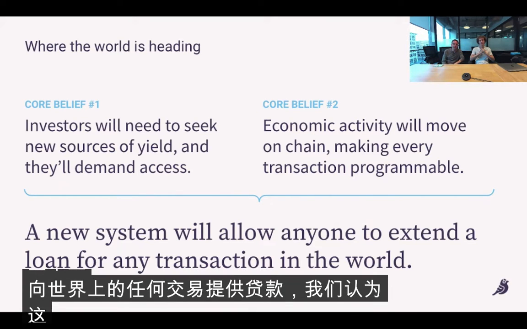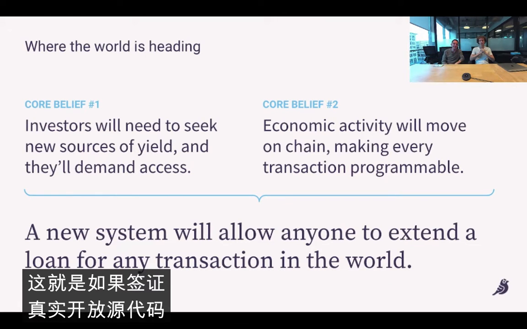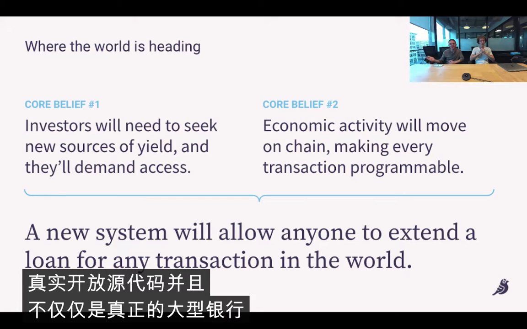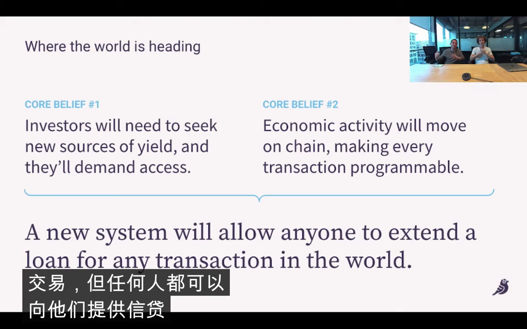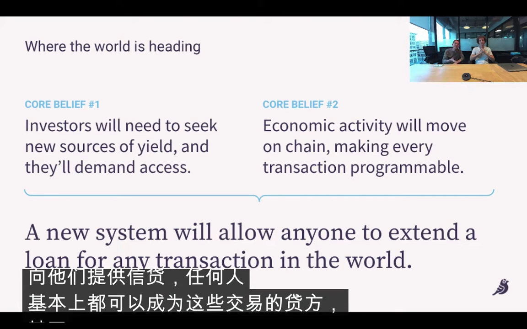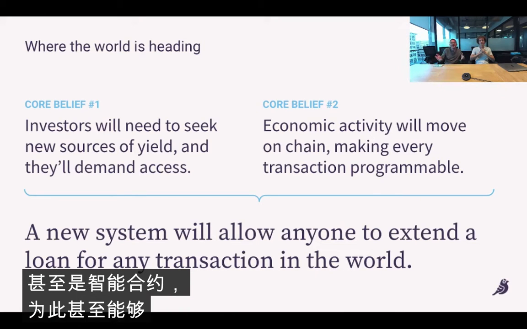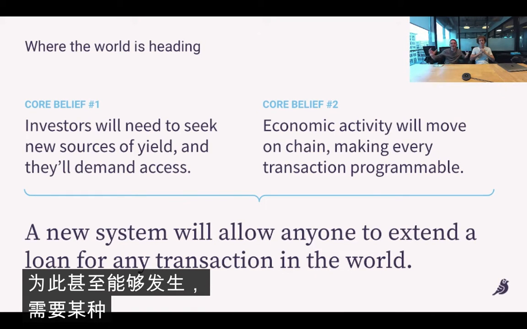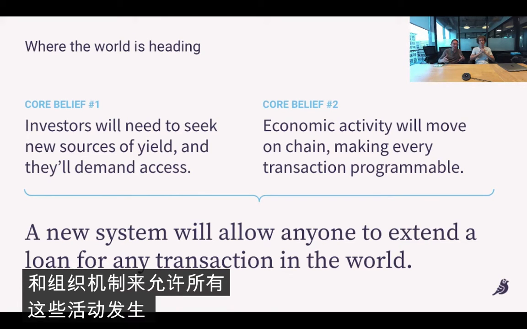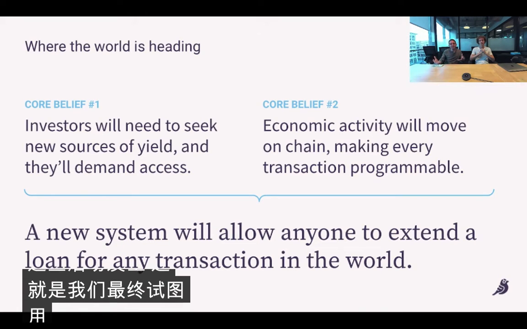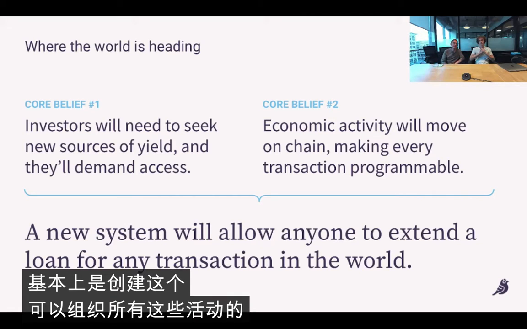A way that we think about this is, what if Visa rails were to become open sourced? And it wasn't just the really huge banks that could provide credit towards these individual transactions, but anybody could provide credit towards them. Anyone could basically be a lender towards these transactions, even a smart contract. And for this to even be able to happen, there needs to be some kind of a marketplace and organizing mechanism that allows all of this activity to take place. And this is ultimately what we're all trying to build here with Goldfinch, is to basically create this marketplace that can organize all of this activity.